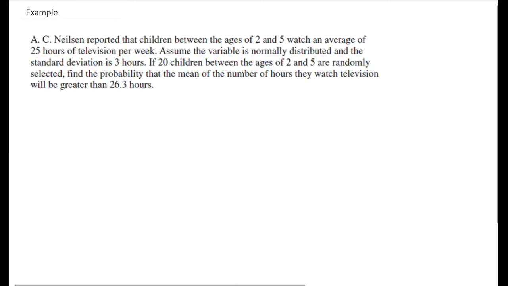All right, so let's look at an example. A.C. Nielsen reported that children between the ages of 2 and 5 watch an average of 25 hours of television per week. Assume the variable is normally distributed and the standard deviation is 3 hours. If 20 children between the ages of 2 and 5 are randomly selected, find the probability that the mean of the number of hours they watch television will be greater than 26.3 hours.